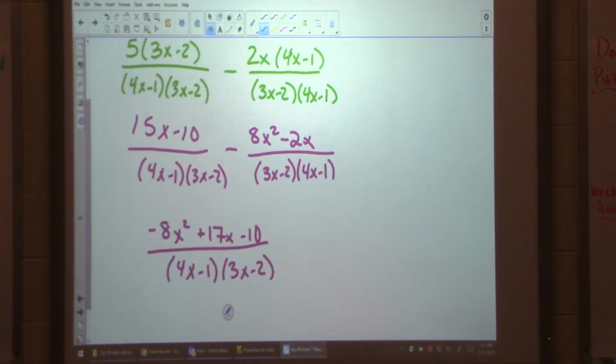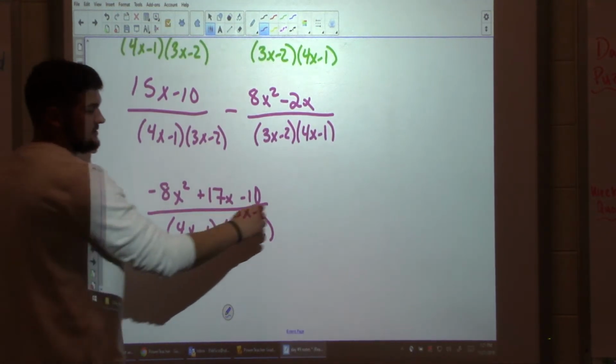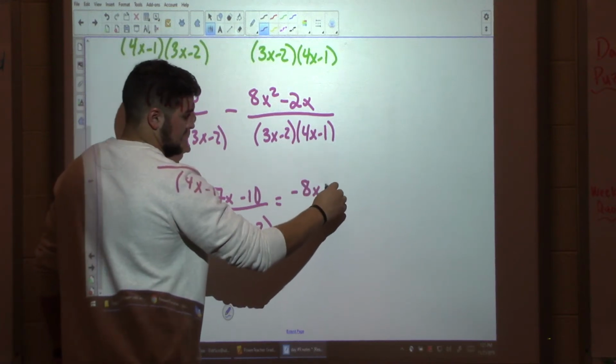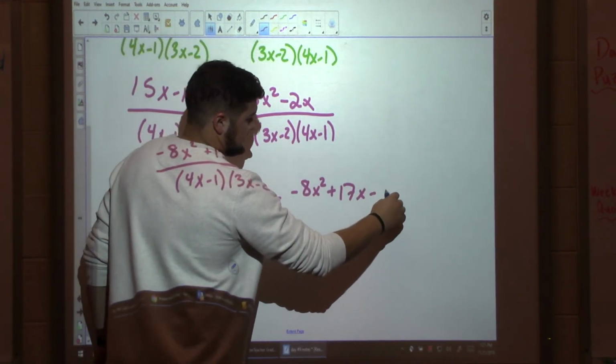Now, I'm going to save you the trouble. I'm going to tell you right now that numerator does not factor. Alright? If it did factor, you should try and factor it and simplify. But because it doesn't, we're just going to FOIL our denominator, and that'll be our answer. Negative 8x squared plus 17x minus 10.